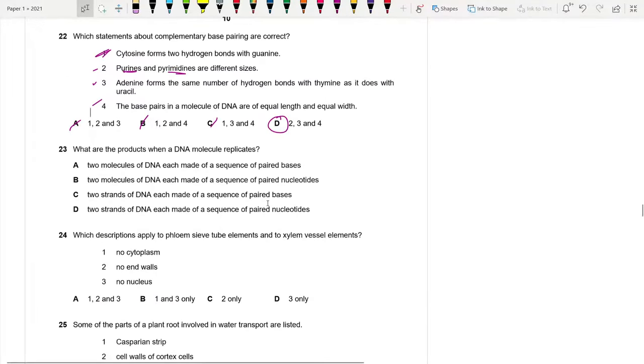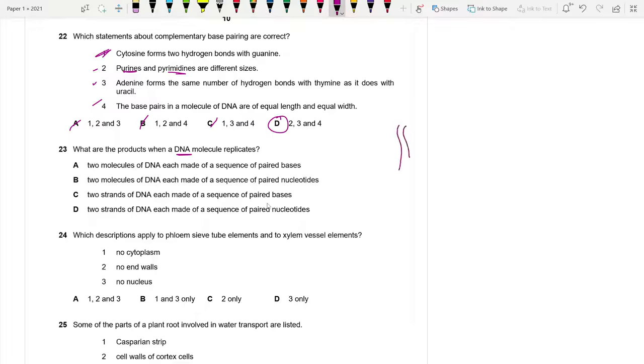23. What are the products when a DNA molecule replicates? This is question number 23. Two molecules of DNA, each made of a sequence of paired bases. Two molecules of DNA, each made of a sequence of paired nucleotides. Two strands of DNA, each made of a sequence of paired bases. Okay, so basically, what are the products when a DNA molecule replicates?